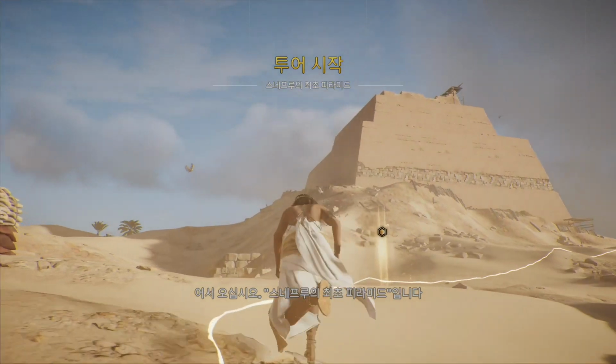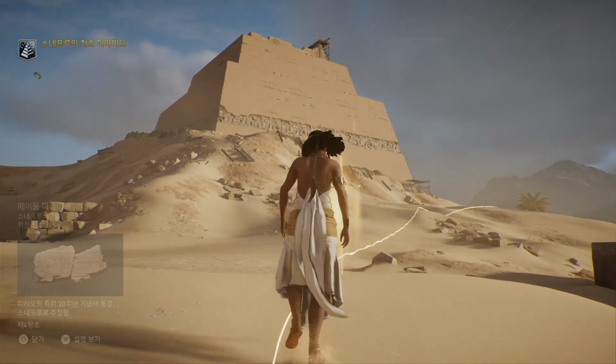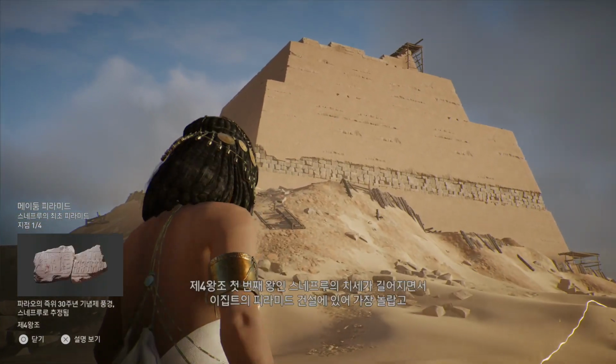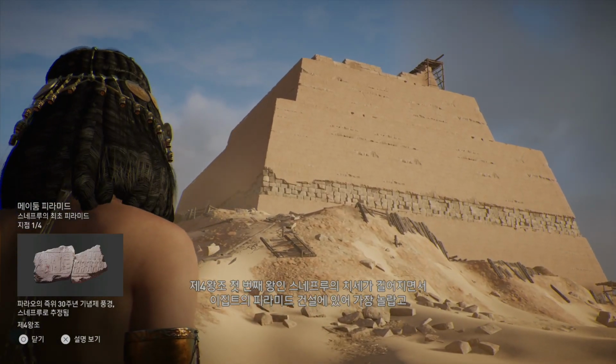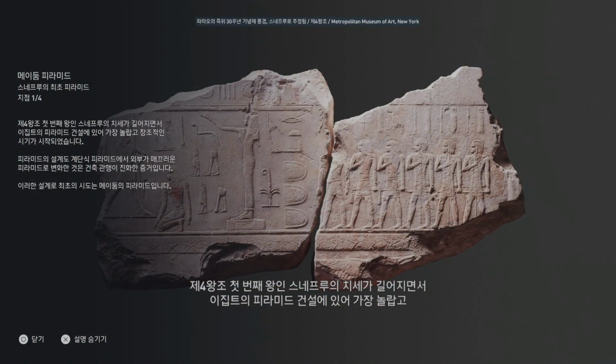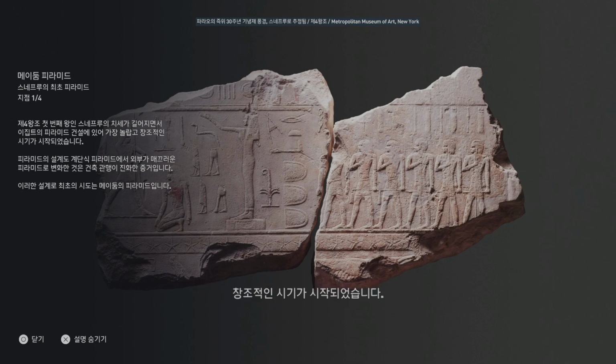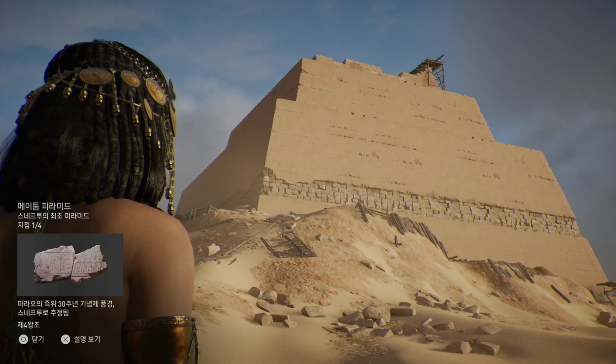Welcome to Sneferu's first pyramid. With the long reign of Sneferu, the first king of the 4th dynasty, the most brilliant and creative period began for the construction of funerary monuments in Egypt.